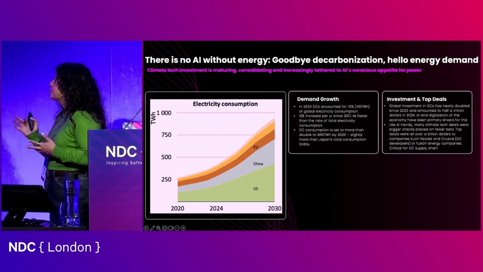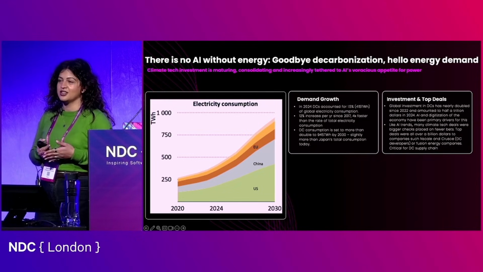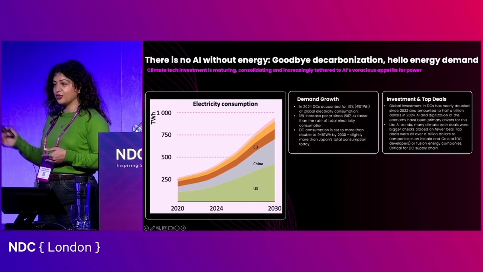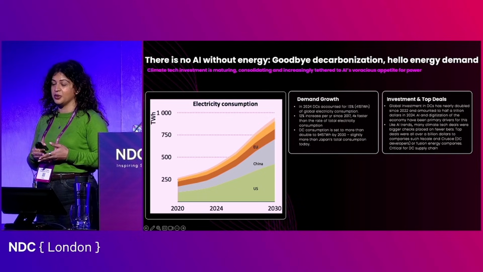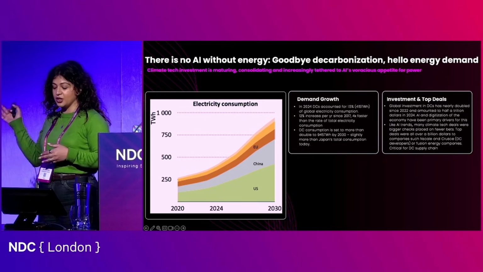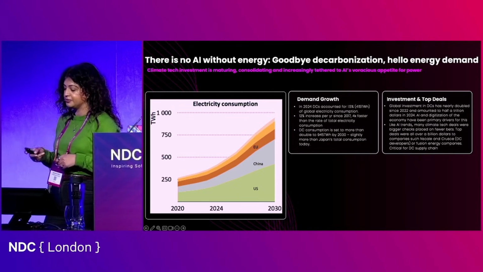In terms of investment and top deals, we've seen similar trends to what we've seen in AI. So there are bigger checks written for fewer players. Nscale and Crusoe, 2 big data center developers, swept up billions in a lot of that investment funding. Likewise, for nuclear fusion companies, a lot of that investment is going there, which is critical to supply the next generation of data center development.